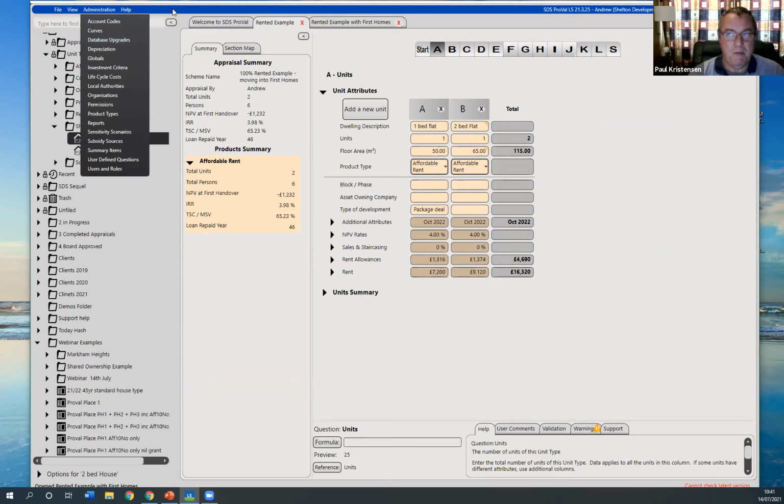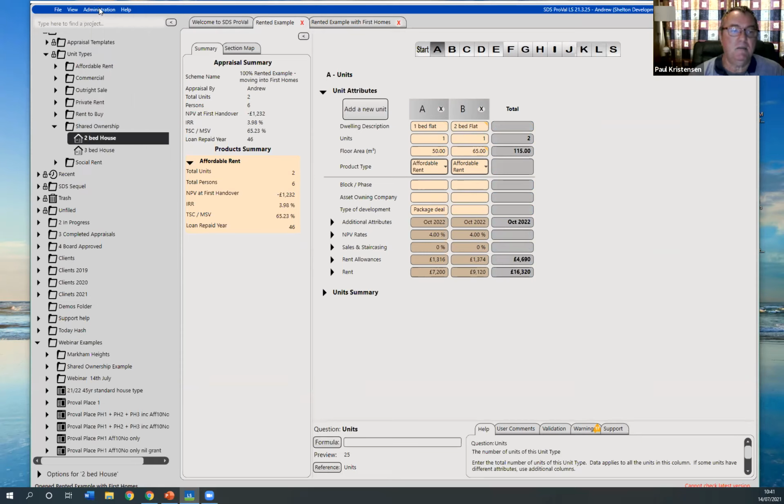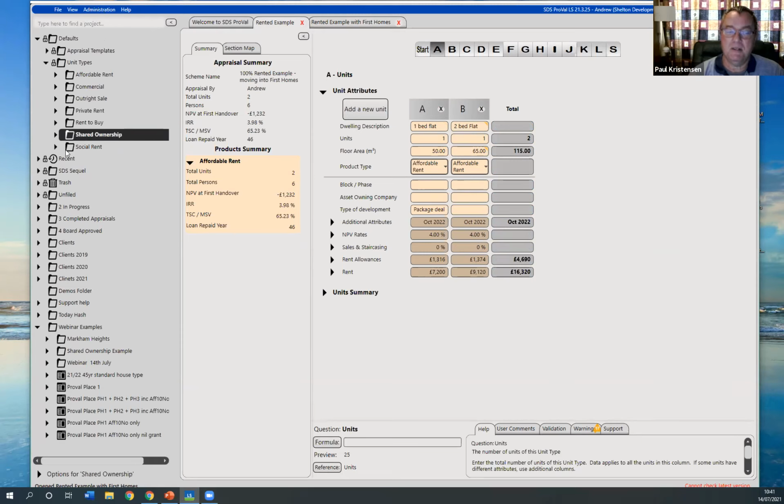If you don't have administration access, anybody on the team here, you need to talk to your administrator. They need to add in a new First Homes product type. This is our approach anyway. Then go to Andrew, if you go to administration and go to product types, we can just show what you've done.